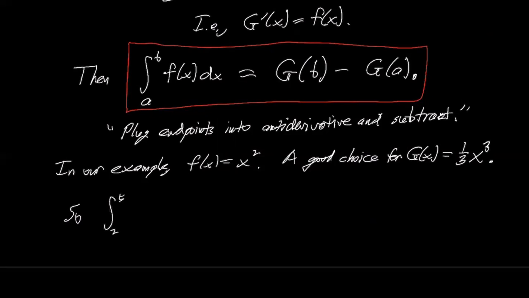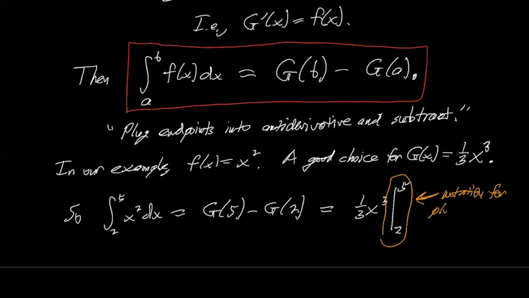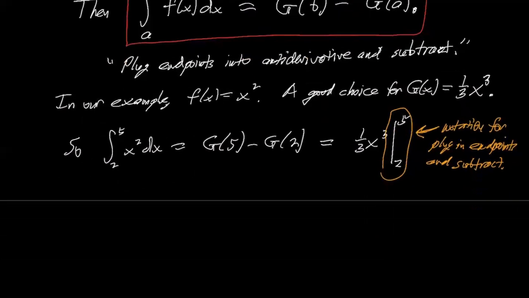Then the integral from 2 to 5 of x squared dx is G of 5 minus G of 2. Another way we write this is we'll just write 1/3 x cubed, and we do something that almost looks like this integral sign right here, but we use a vertical bar and we write the 2 and the 5 at the top and bottom. That's just a notation that means plug in the endpoints and subtract. You just kind of want to do this to keep track of the endpoints, and it's nice not to have to explicitly refer to the function by a letter name, to say this is f and this is g. So that's 1/3 x cubed from 2 to 5.